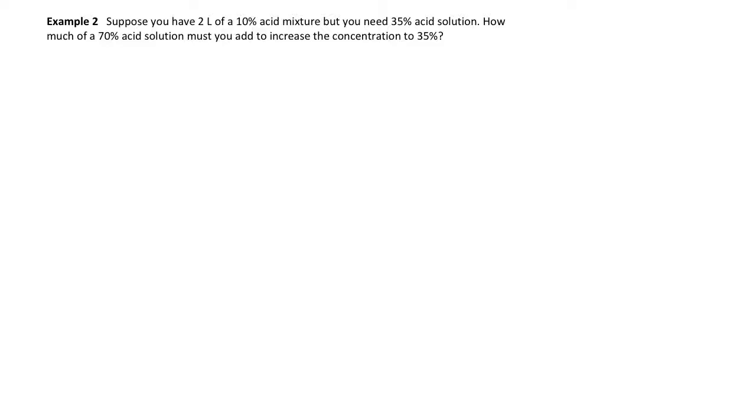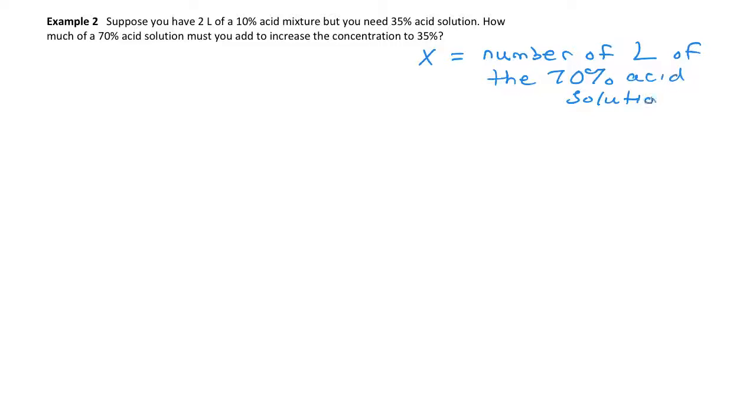So I'm going to start this by defining my variable. X is going to be the number of liters of the 70% acid solution. So we have as much of this as we need. I just want to pour in the exact amount that would take me from 10% up to 35%. But the good news is we can use the same concept as in the last example, where on one side of my equation it's going to be what I mix, and on the other side it's going to be what I end up with. It'll look really identical. I think the variable is just going to be in a different location.